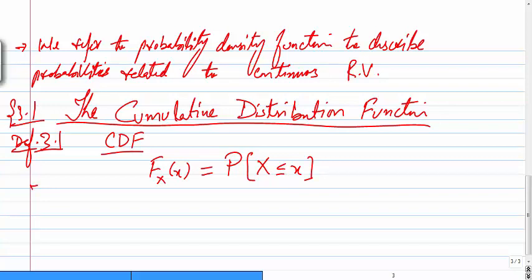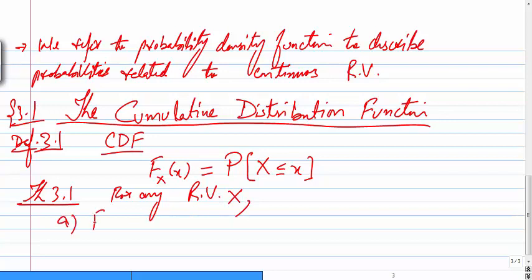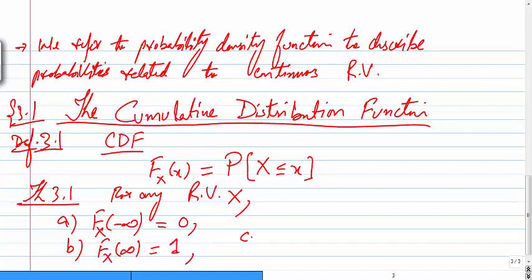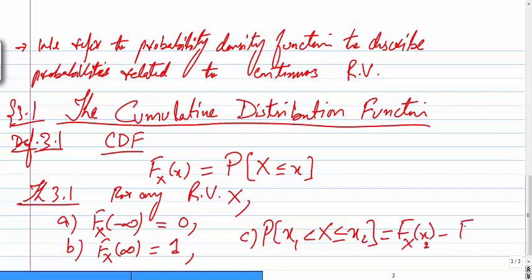Now there is a theorem, that is 3.1, and the theorem says that for any random variable, say X, the CDF at minus infinity is 0, we know that; the CDF at infinity is 1, we know that; and lastly, the probability that x1 < X <= x2 is actually equal to CDF of x2 minus CDF of x1. Okay.